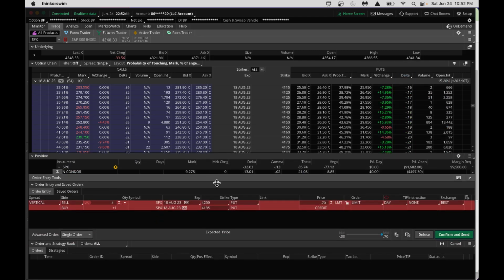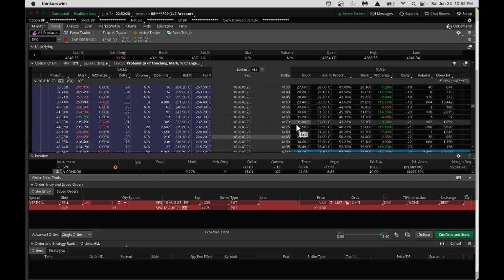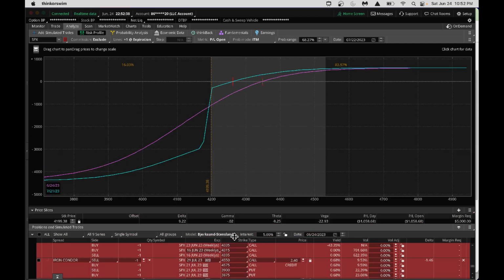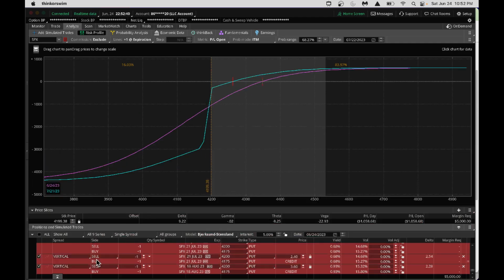There you go. So we got 4200, 4175 right here, a $25 wide spread. Look, 4175 here, right here. Look, there is a good open interest, good volume. Not as much as our short strike, but still pretty healthy. So you could look here, getting a little more money here, $360. And we can analyze this trade also here. Let's go here and analyze the trade. And let's go all the way down here. Let's remove the first one.